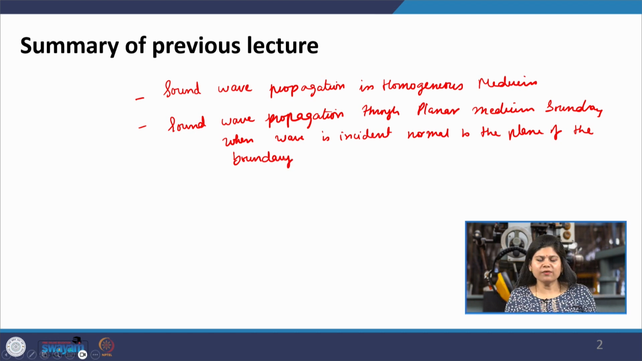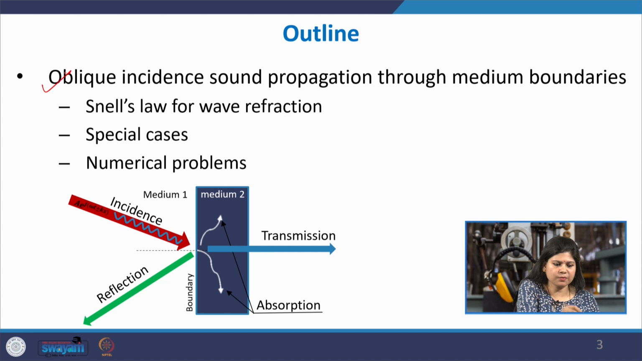And we have been able to solve some numericals based on this interaction, but in real life the sound waves can be coming from various directions depending on the location of the source, and they may be incident at varying angles at different planar boundaries. So, we need to see what happens when a sound wave is incident obliquely or at a random angle to the plane of the boundary, which we will cover in this class. While we discuss this phenomenon, we will come to know of Snell's law of wave refraction. We will do some special cases and then solve some numerical problems.